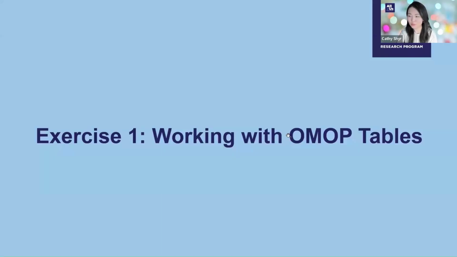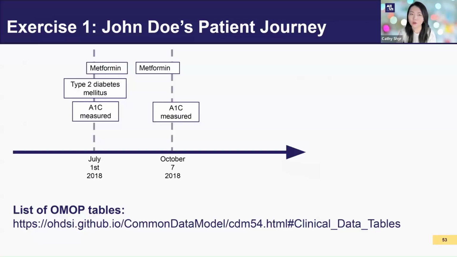And we're going to jump into our first exercise, which is working with OMOP tables. And to help us do that, we're going to follow John. This is not a real participant, on his patient journey. So John was diagnosed with type 2 diabetes on July 1st, 2018. At that visit, he had his A1C measured. And shortly after his diagnosis, his doctor prescribed metformin.